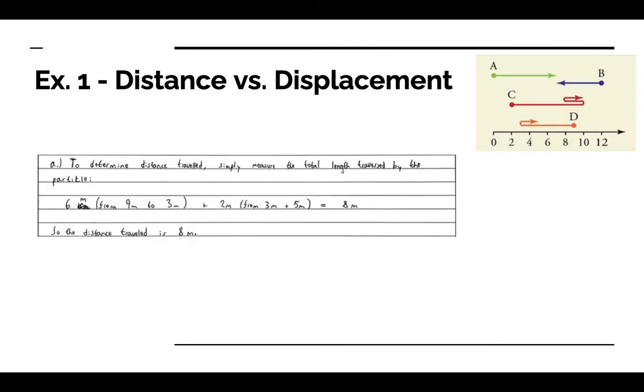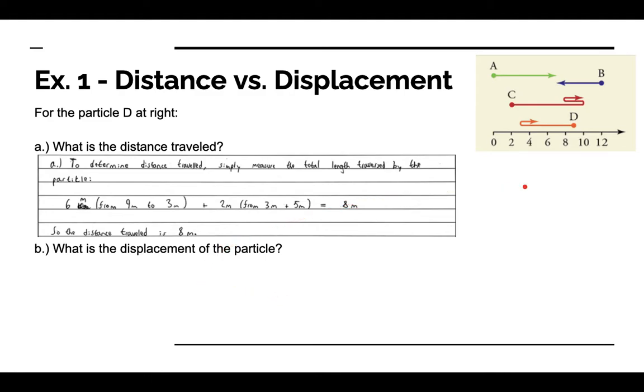So let's look at an example of distance versus displacement. For the particle d at right, we're asked what is the distance traveled and what is the displacement of the particle. So for A, we're asked for distance traveled. So what that means is we're looking strictly at the length of the path traveled by d. We're not considering the direction traveled.